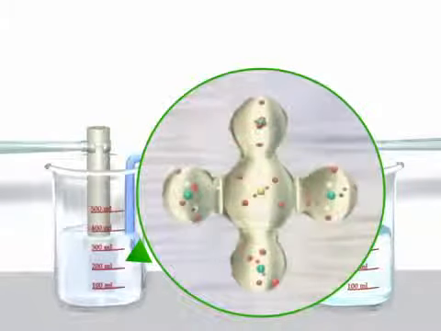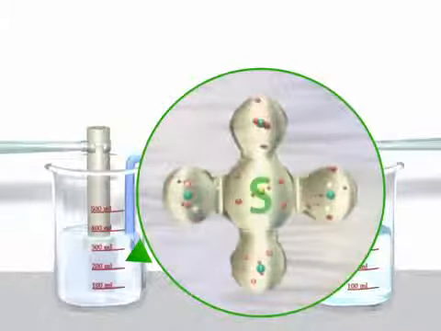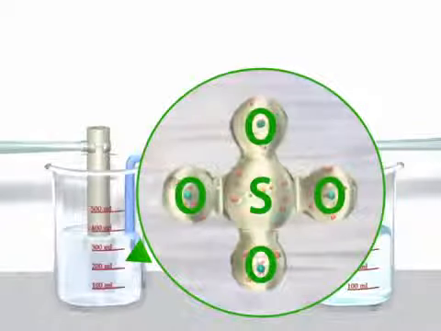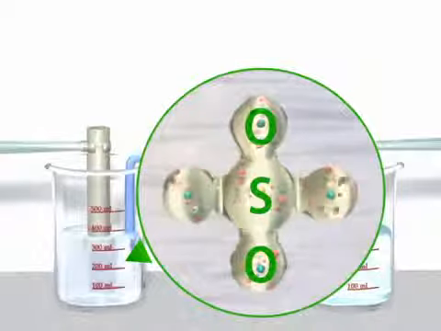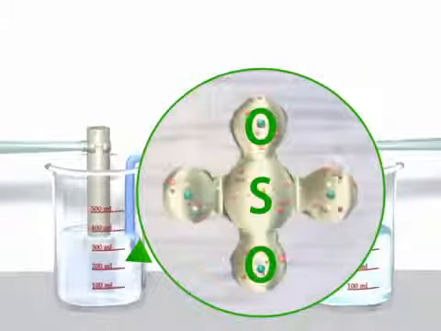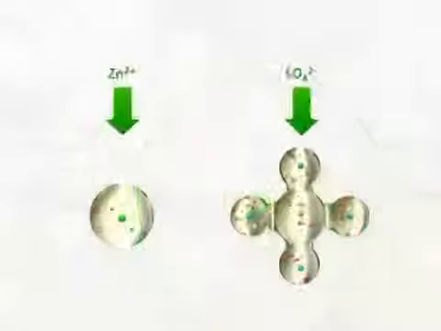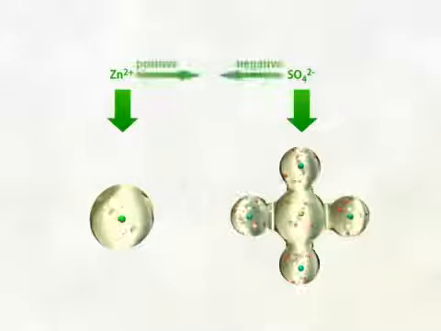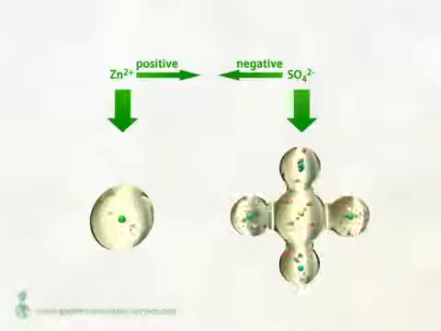The sulfur atom can be found at the center. 2 of 4 atoms of oxygen possess an extra electron. They have been colored black in this animation. With a positively charged zinc ion and a negatively charged SO4 molecule, the solution itself is uncharged.